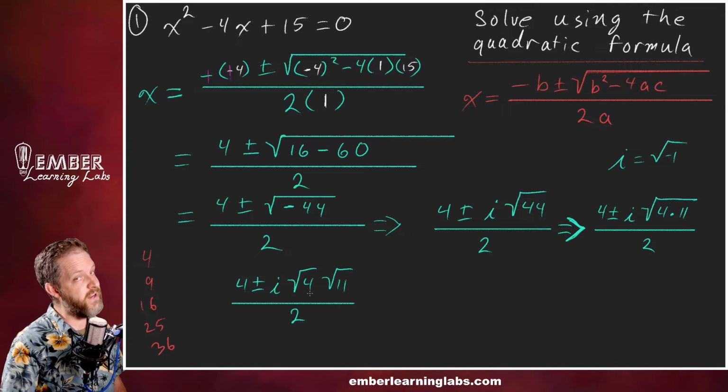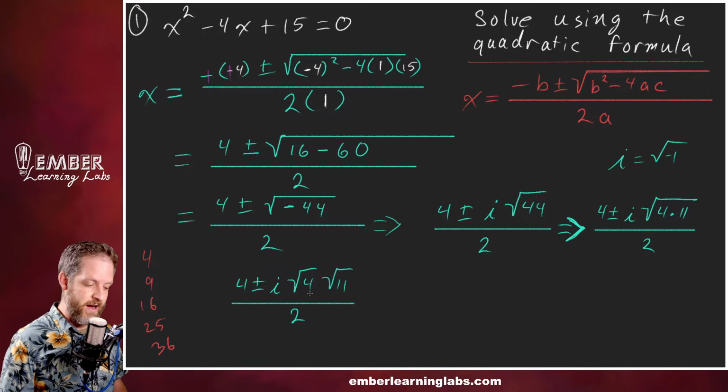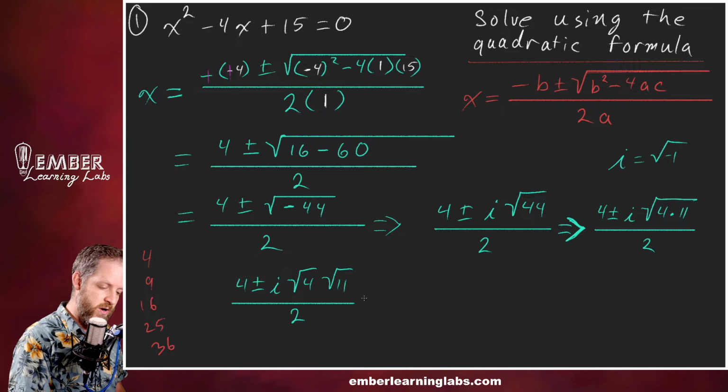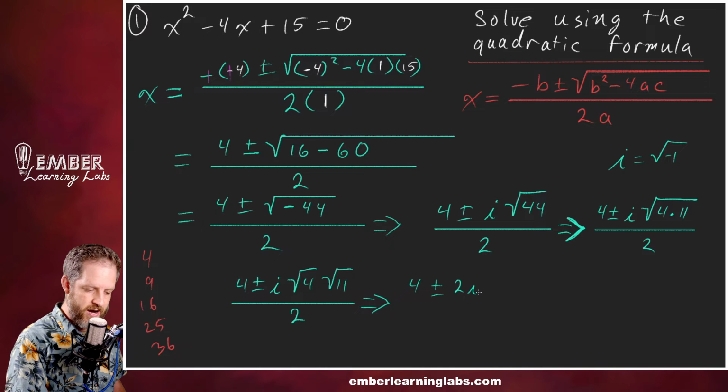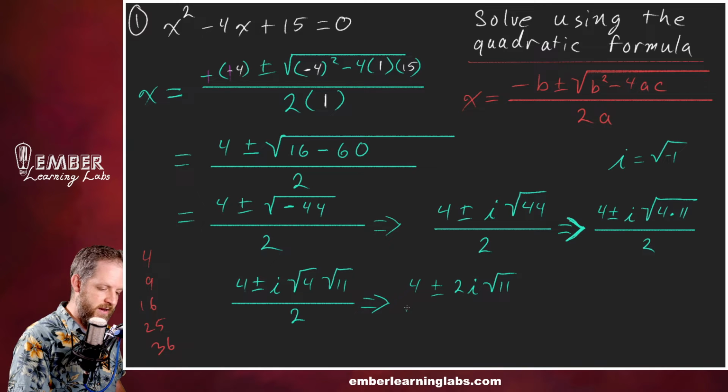So the square root of 4 is something you can calculate in your sleep, I hope, because the square root of 4 is 2. So this turns into 4 plus or minus. Now, we usually write 2i instead of i2. So plus or minus 2i times the square root of 11. 11 is prime, so that one definitely can't get simplified any further.